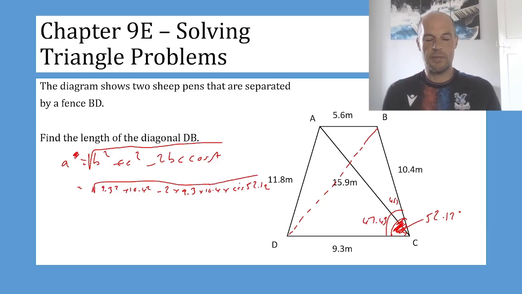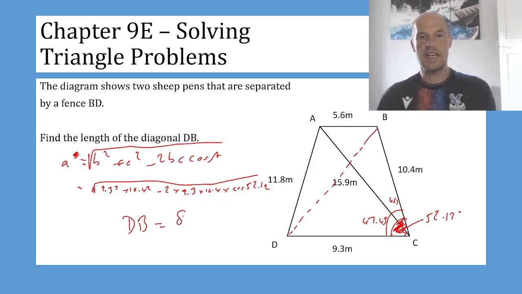So grab the calculator. Square root of 9.3 squared plus 10.4 squared, take away 2 times 9.3 times 10.4 times the cos of 52.12, don't forget to close the brackets, and we're getting 8.71. So DB is 8.71 meters, and we're done.